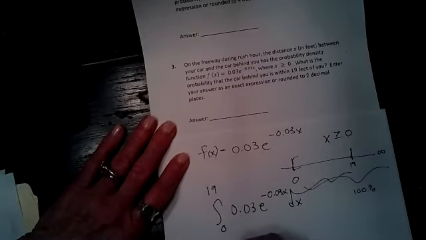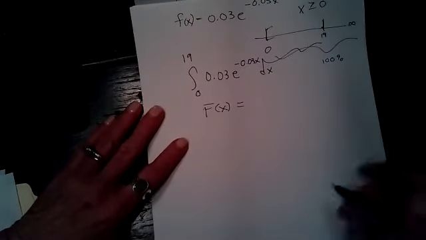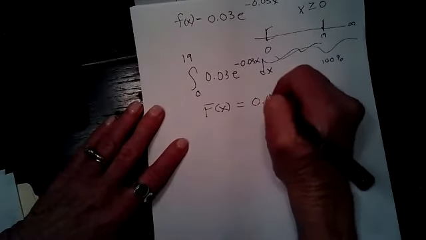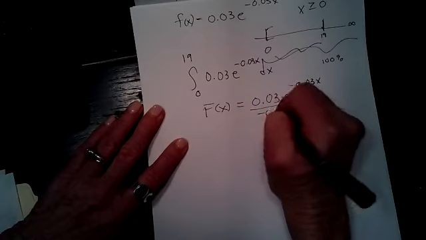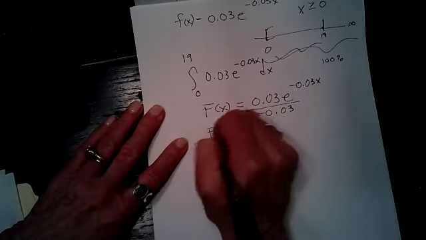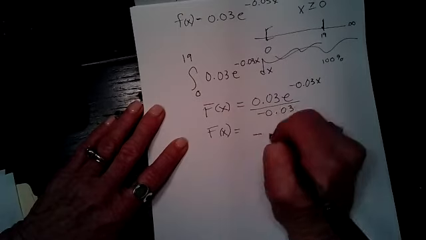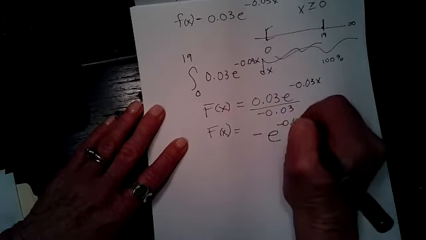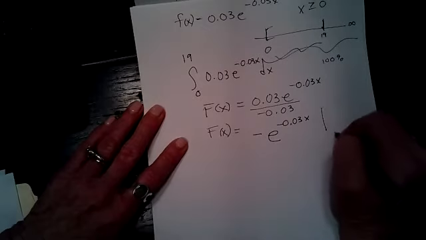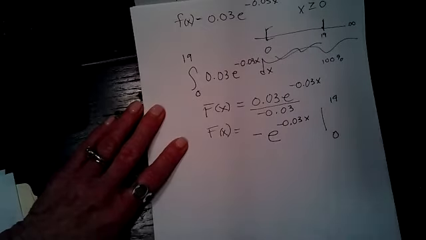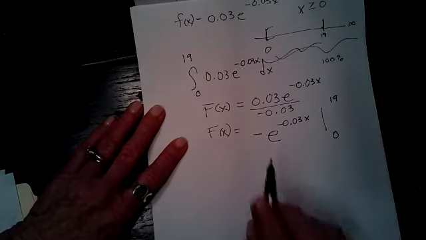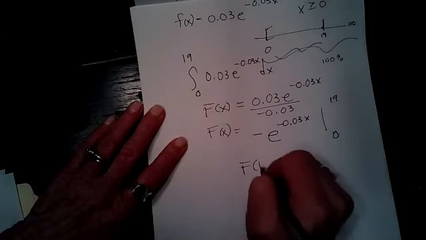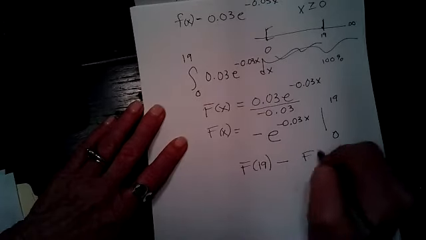And so my antiderivative is just my e to the kx, 0.03 e to the negative 0.03x divided by negative 0.03. So that's just negative e to the negative 0.03x. And we evaluate it from 0 to 19. Be very careful here, because a lot of times when we plug in 0, 0 makes everything go away, but not when it comes to e's. So f of 19 minus f of 0.